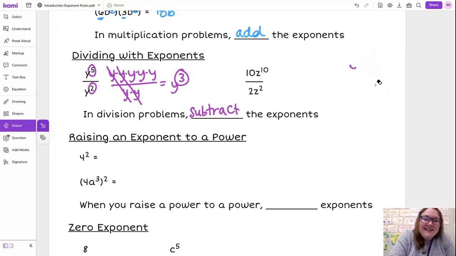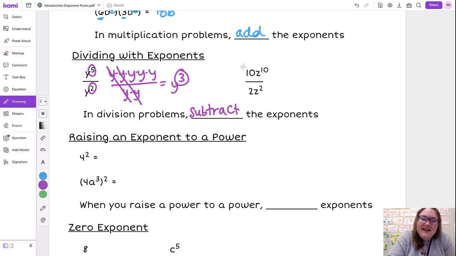So for this last one here, 10z to the 10th power divided by 2z squared. The 10 and the 2, this is still a division problem, so I can divide those. 10 divided by 2, that's 5. But then when it comes to my variable, my z, what exponent do we need? We have a 10 and a 2. We said we need to subtract, so our exponent is 8.